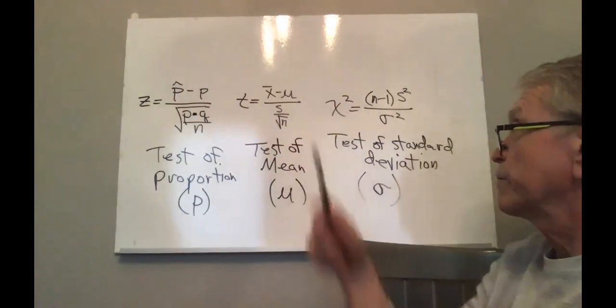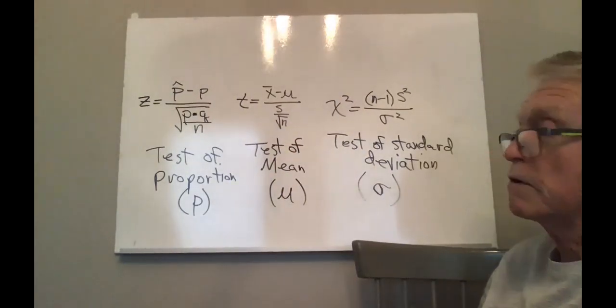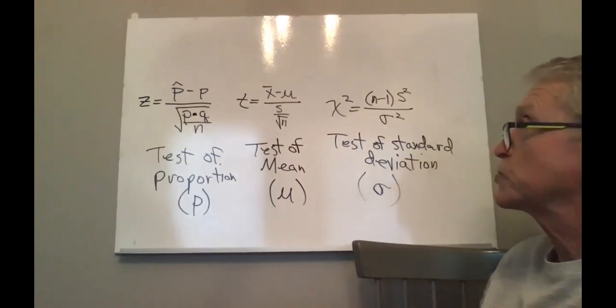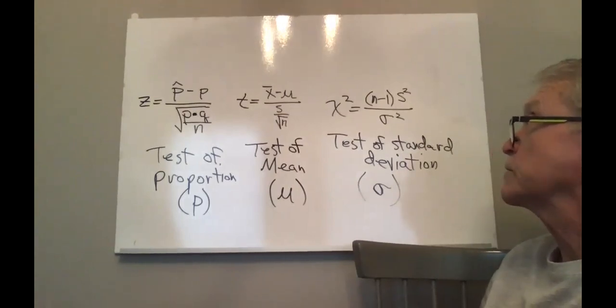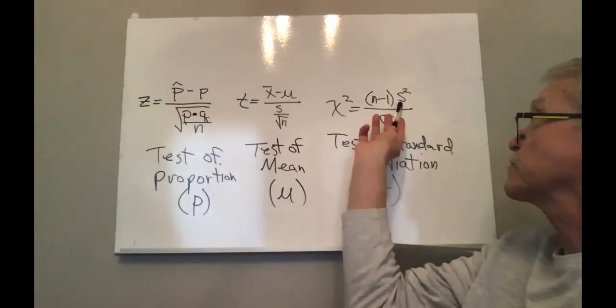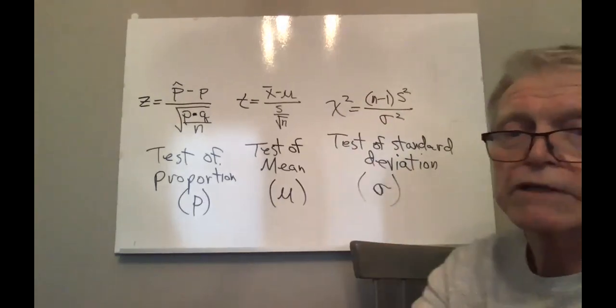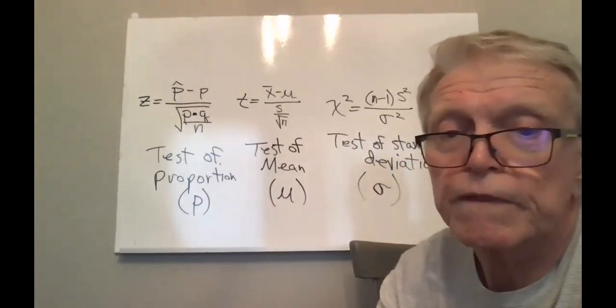And finally, the test statistic for the test of standard deviation is called chi-squared, chi, think K, long I, squared. That squared has to be part of the name of the test statistic. It is equal to the sample size minus 1 times the sample standard deviation squared, divided by the assumed value of sigma squared. So we'll need the s from the sample, and we'll need n from the sample. Okay, so let's go look at the problems.